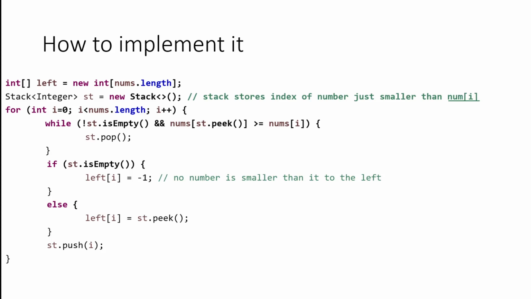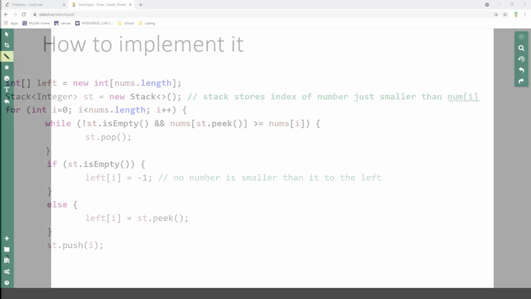And so what the while loop does is, while the stack has numbers that are greater than our number at the current index, we can just throw those away because we know those are greater. And since when we look at a number later on, okay, I think it's going to be easier if I just illustrate this with an example.